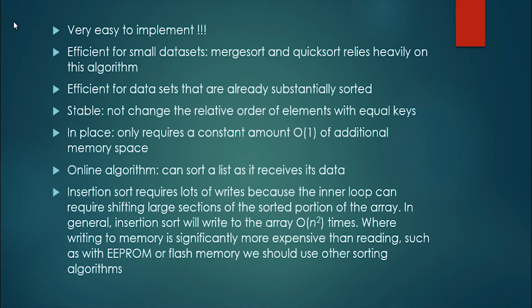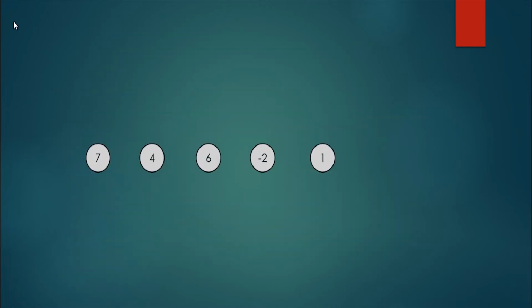Insertion sort requires lots of writes, because the inner loop can require shifting large sections of the sorted portion of the array. In general, insertion sort will write to the array a quadratic number of times, and writing to memory is significantly more expensive than reading, such as with flash memory. We should use other sorting algorithms in that case, and this is the main disadvantage of insertion sort, that there are lots of shifts, as we are going to see during the illustration. So let me show you an example of how it works in practice.